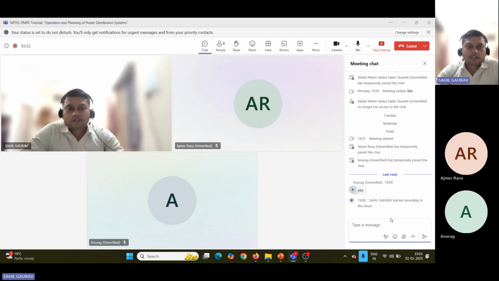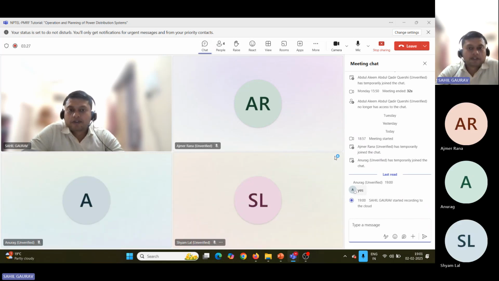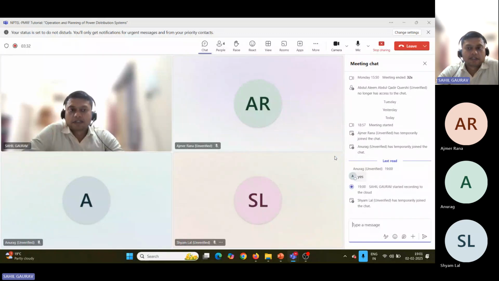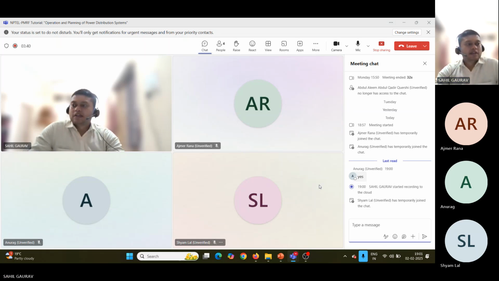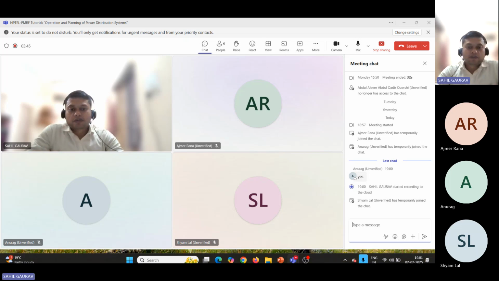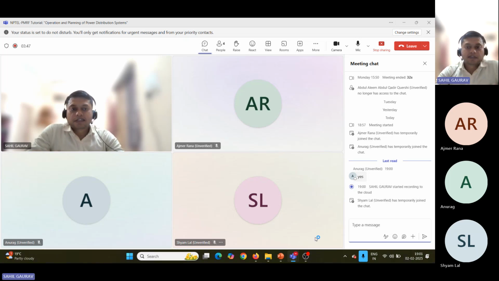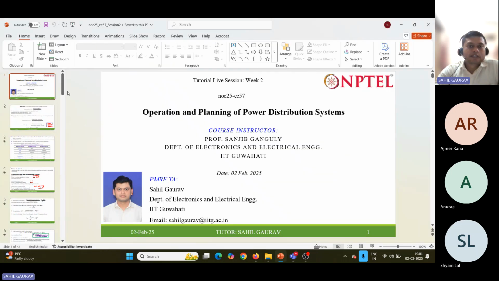Okay, thank you, Anurag. So we have finished tutorial one, and I hope you all are able to solve assignment one of this current course. Today we are going to see assignment number 2, from the same module, introduction, overview, and load modeling. In the next session, we will see the structure of our distribution system. So let us start today's session.